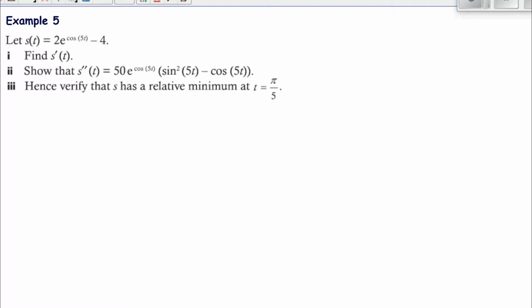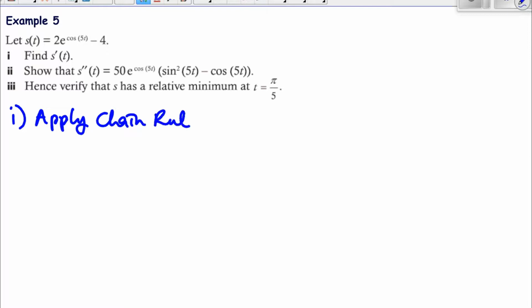Here we have another example. Let s of t be equal to that. Find its derivative. Okay, so let's start with the derivative. To find the derivative of this function, apply chain rule.